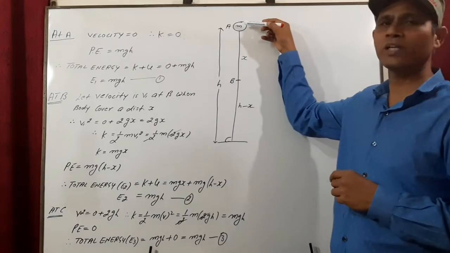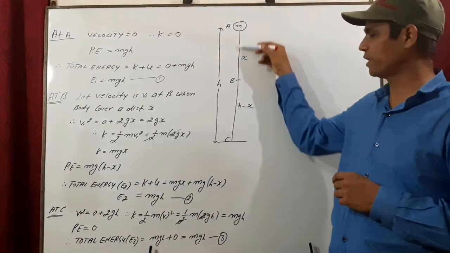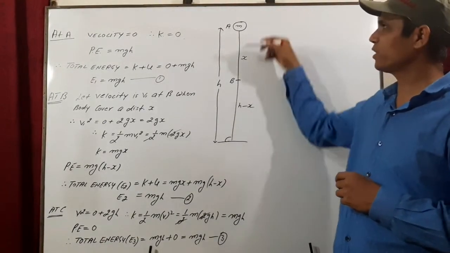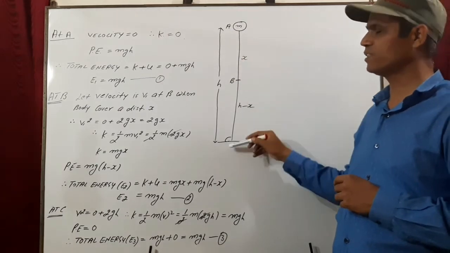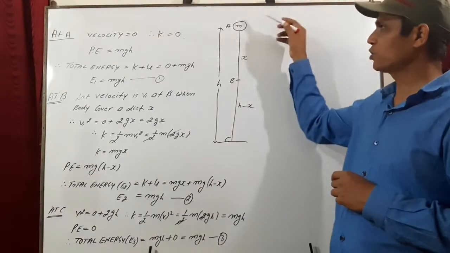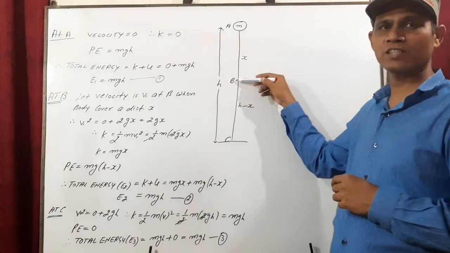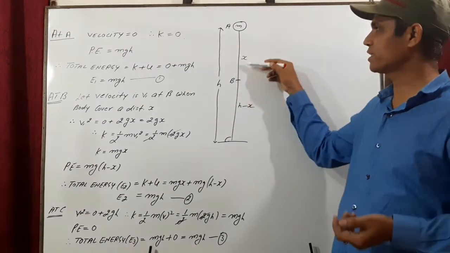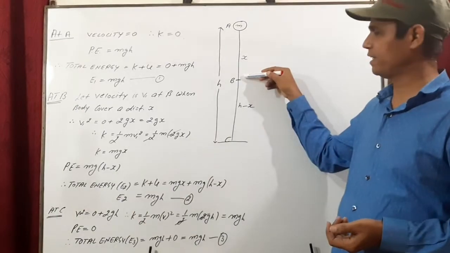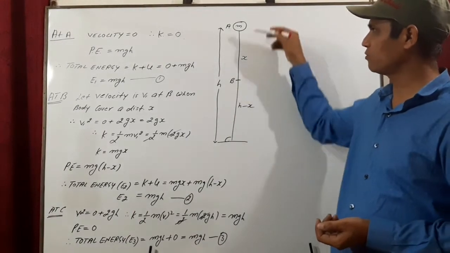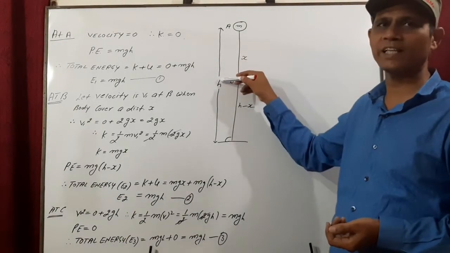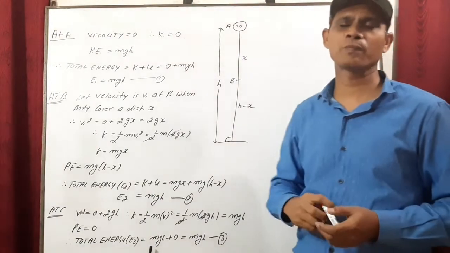You can see a body of mass m over here, it is falling down, this is the ground. 3 points are A, B and C. So it is falling, and at point B it has just fallen through a distance x, and the total height of this body from the ground is h, as shown in the figure.